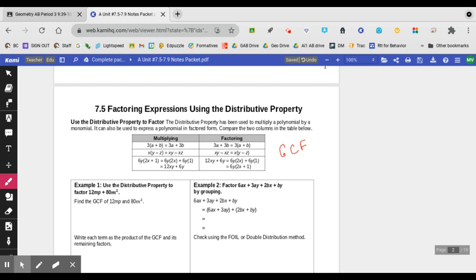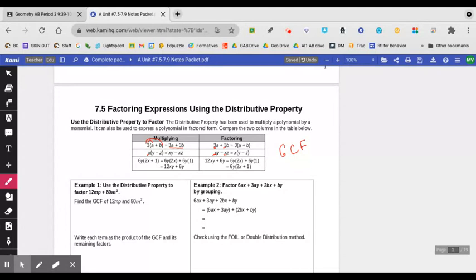Compare the two columns. When we're multiplying, we take the 3 and we distribute it to both terms, and we get 3a plus 3b. When we're factoring, we're looking at the fact that 3a plus 3b have a common factor of 3. So we factor out the 3 and make it 3 times a plus b. So again, when we distribute, we multiply everything inside by what's on the outside. When we're factoring, we're looking for the common factor that's in both. In this case, it's x, and then it becomes x times y minus z.